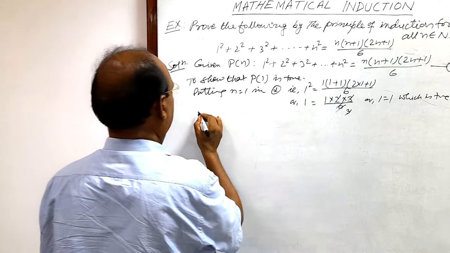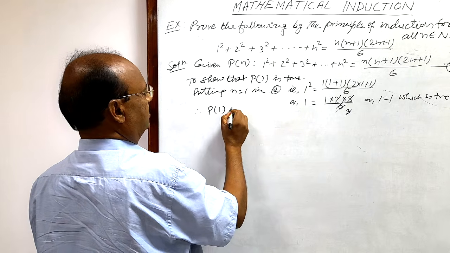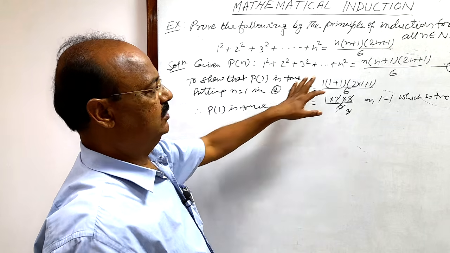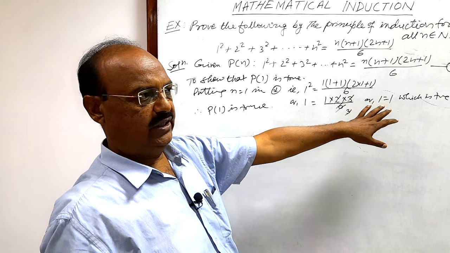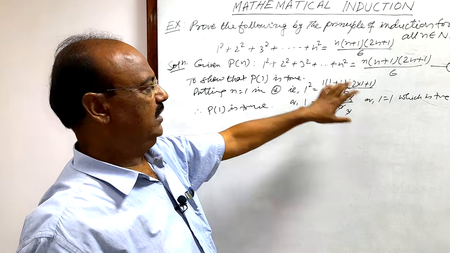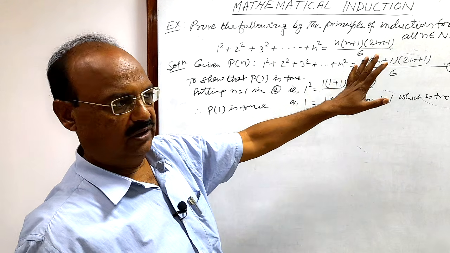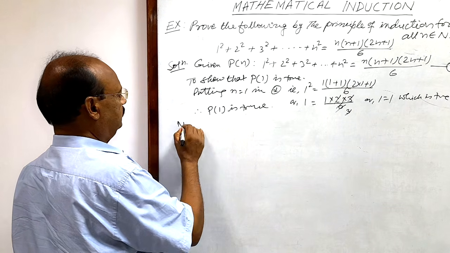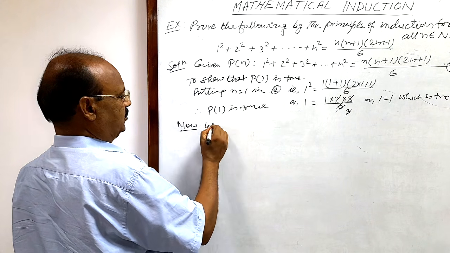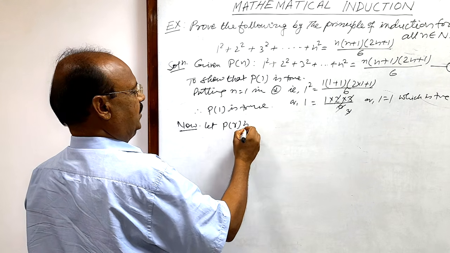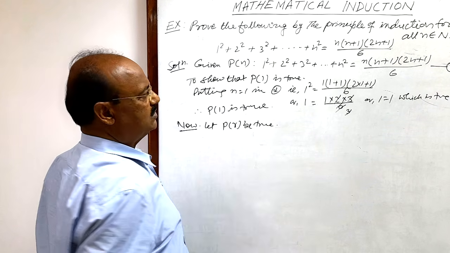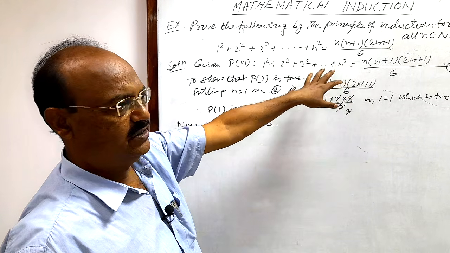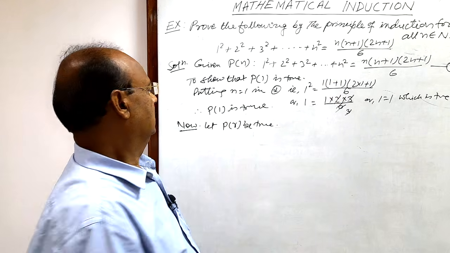So it means P1 is true. It has now been established that P1 is true, LHS is equal to RHS by putting n equal to 1 in relation number 1. So the first step is complete. Now the second step: we have to suppose that let Pr be true, meaning this given statement number 1 is true for n equal to r.